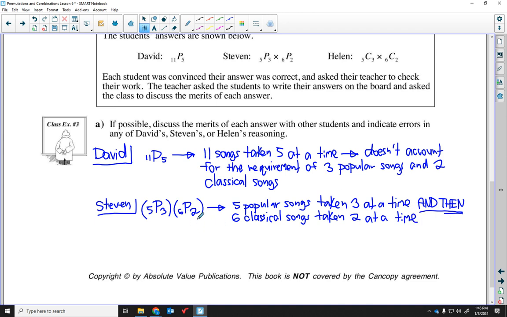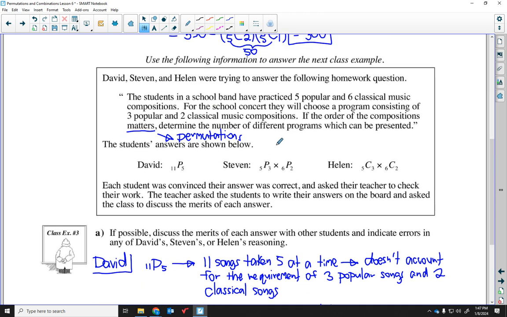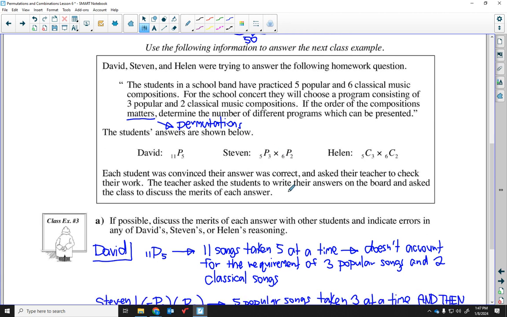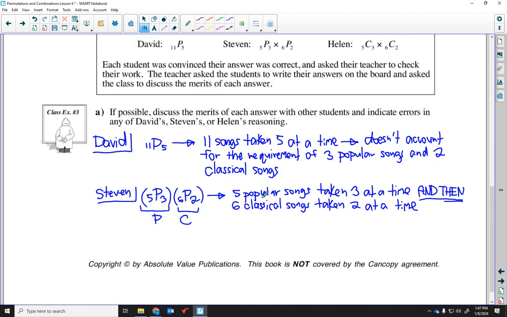So the problem with this calculation is that it is assuming you were doing all of the popular songs first, and then all of the classical songs. There's nothing up here that clarifies it has to be one genre followed by the other, because you could play a popular song first, then 2 classical songs, then a popular one. This calculation tells me directly we're doing 5 popular, taking 3 of them, and then 6 classical, taking 2 of them.